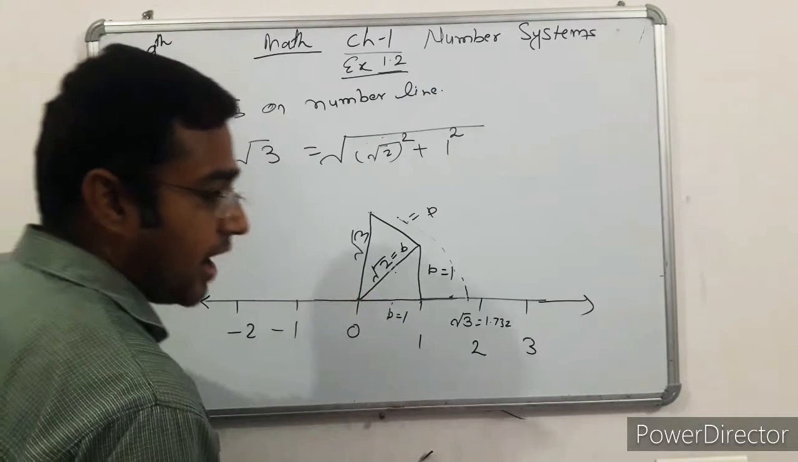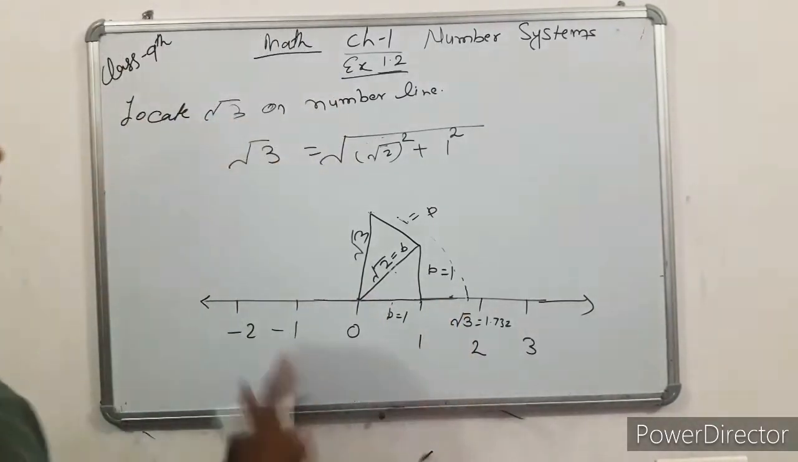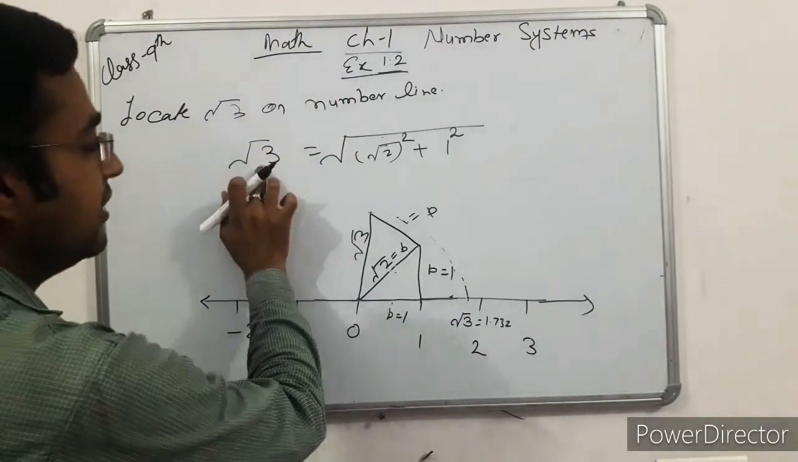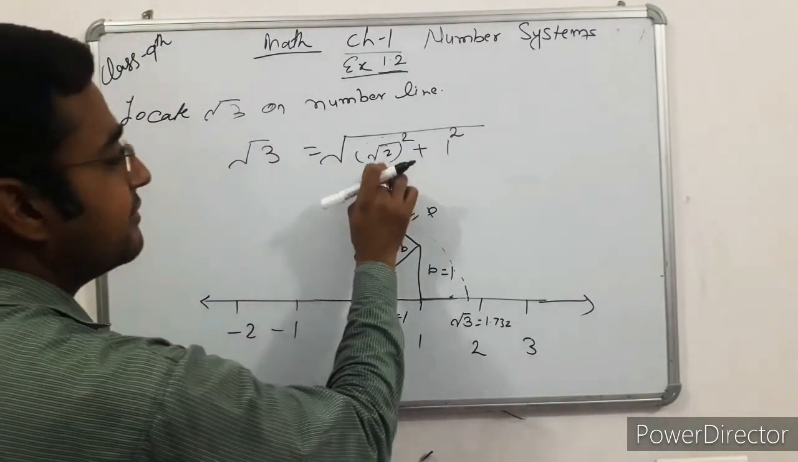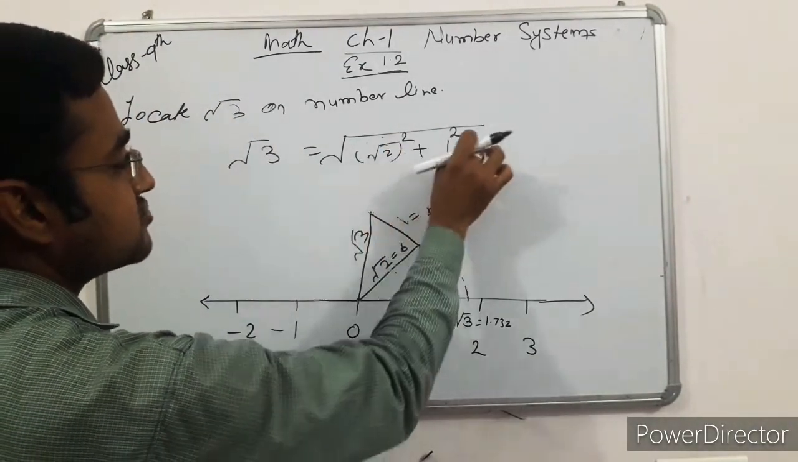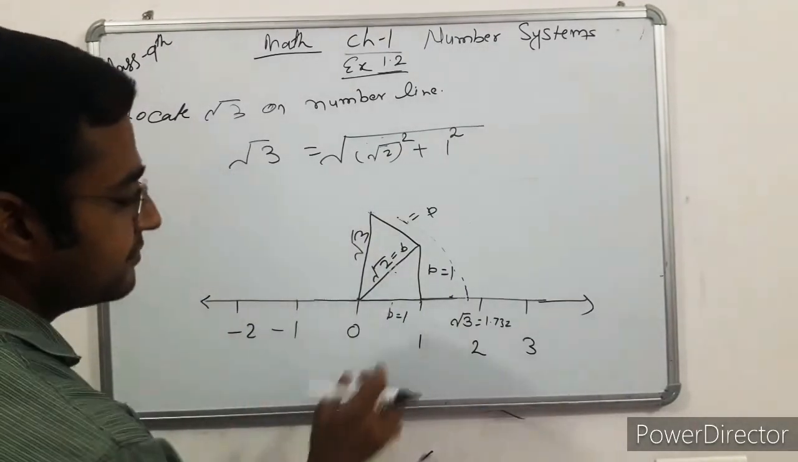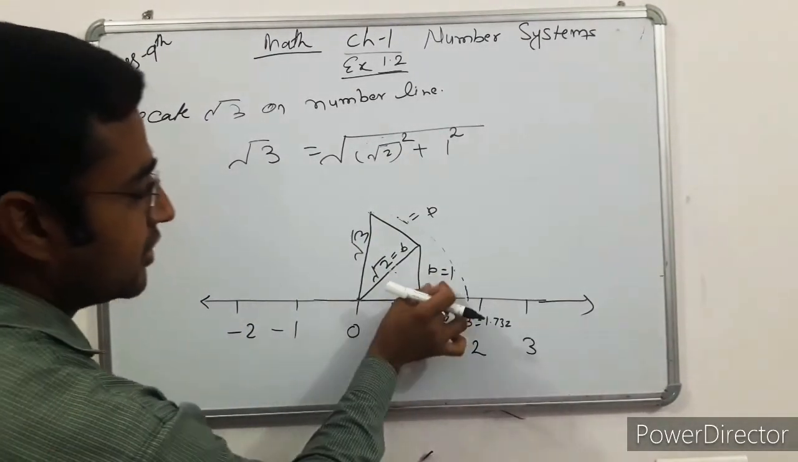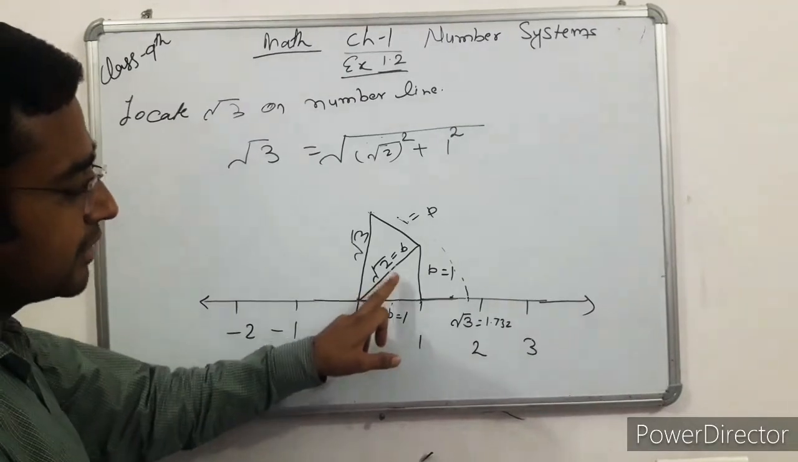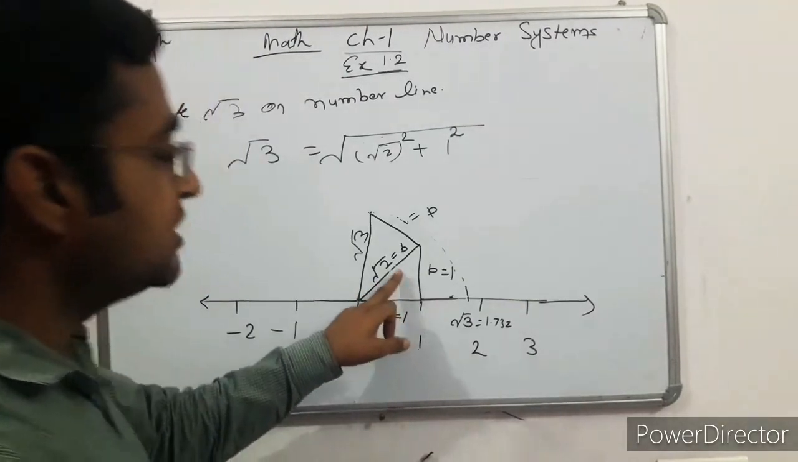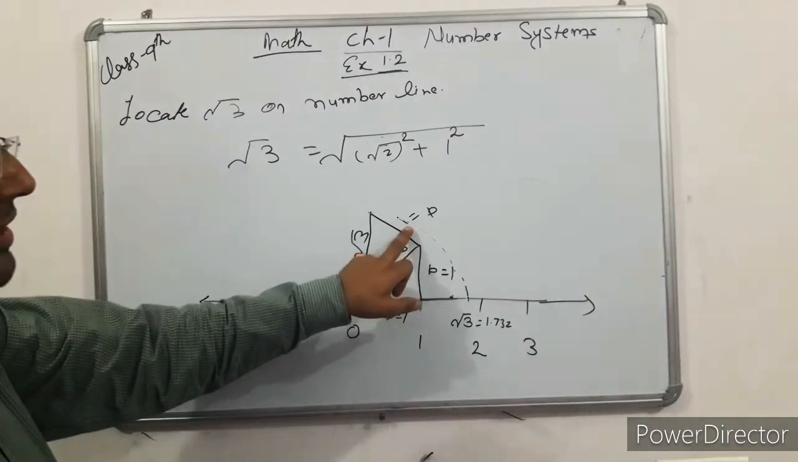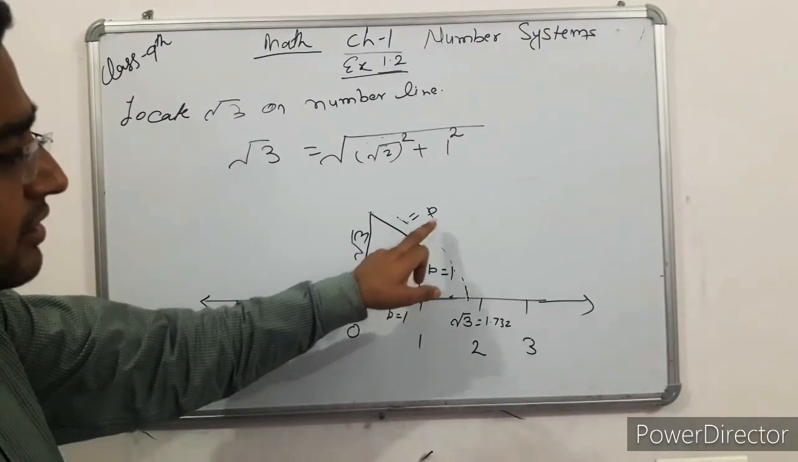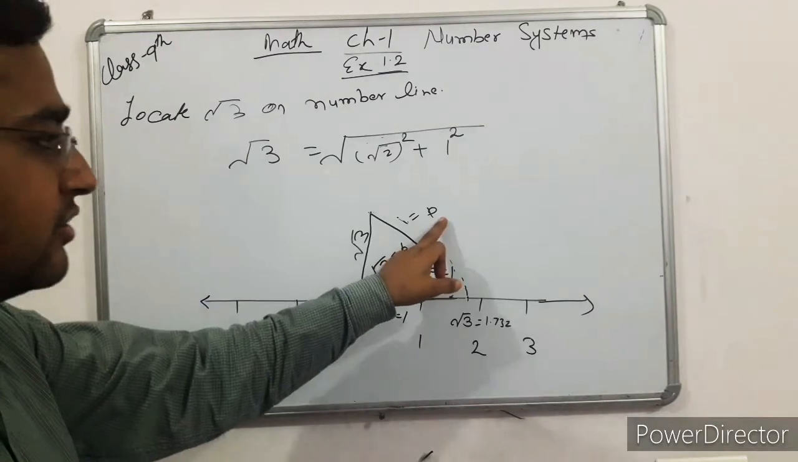So I am repeating again: we have to find root 3 on the number line. By the Pythagoras theorem, it will be root 2 square plus 1 square is equal to root 3. So the base is 1 and the perpendicular is 1. First of all we draw the hypotenuse root 2. In the next step, this becomes the base and we draw one more line here, equal to 1. This will be the perpendicular.